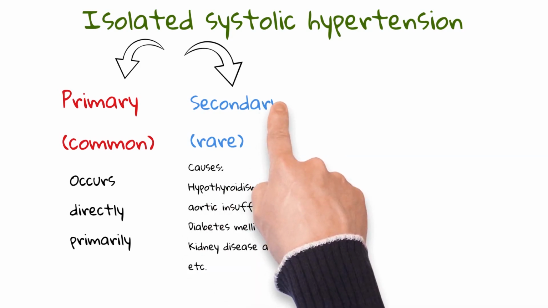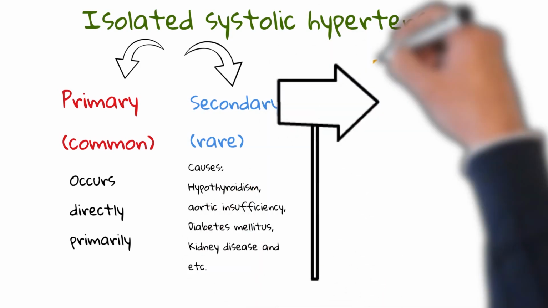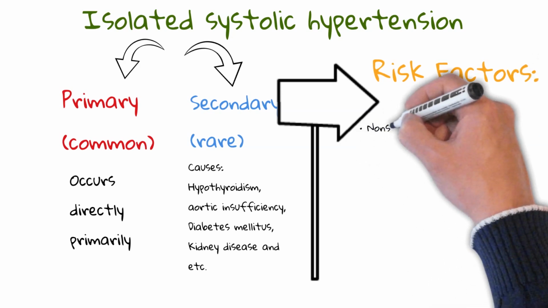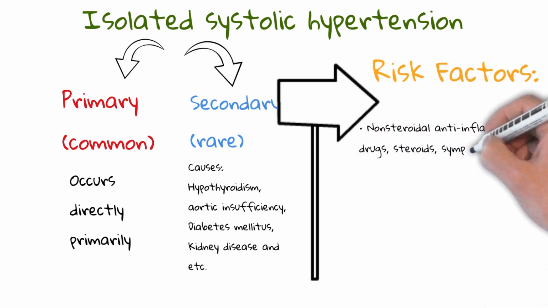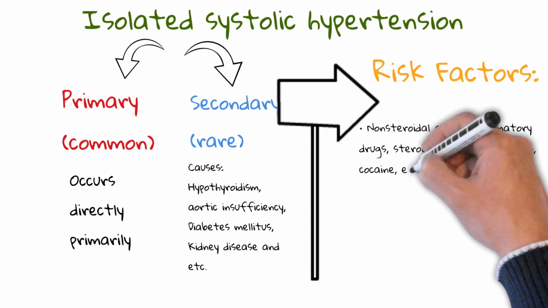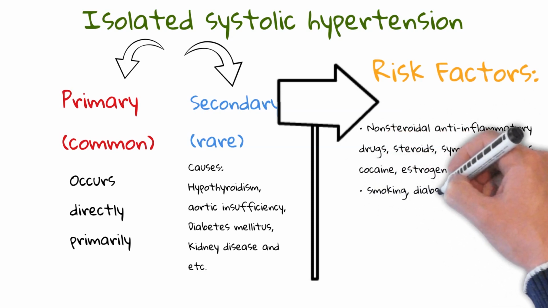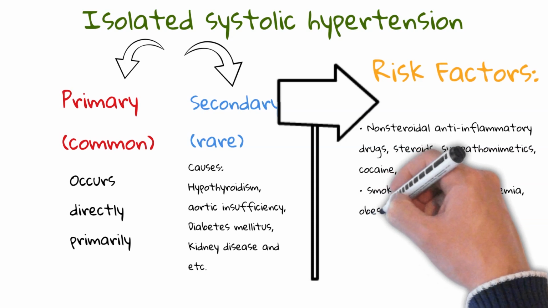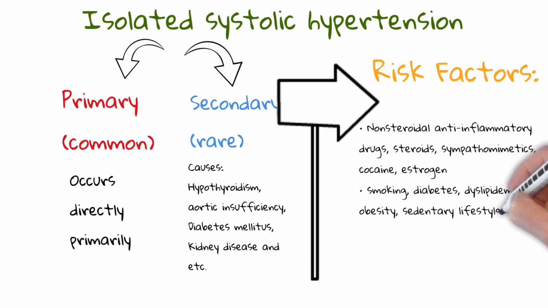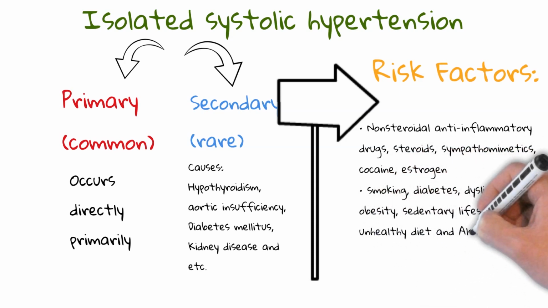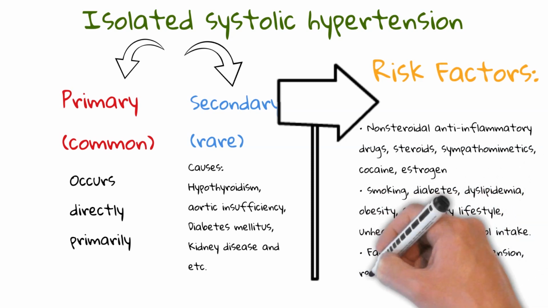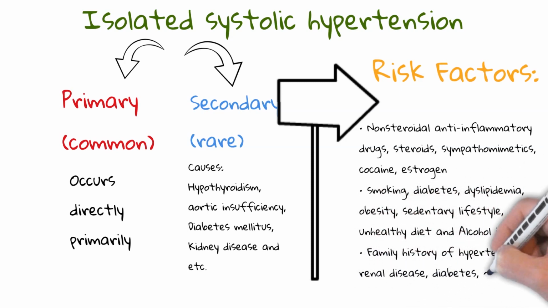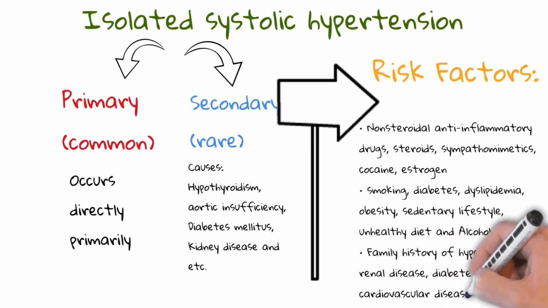Risk factors for isolated systolic hypertension can be intake of nonsteroidal anti-inflammatory drugs, steroids, sympathomimetics, cocaine, and estrogen. Smoking, diabetes, dyslipidemia, obesity, sedentary lifestyle, unhealthy diet, and alcohol intake. Family history of hypertension, renal disease, diabetes, or cardiovascular disease.